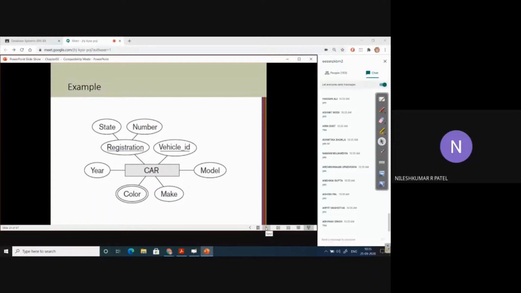If you want to represent any entity type in your ER diagram, this is the way to represent it. This we discussed, right? This is the way to represent an entity type in an ER diagram. So we discussed this.